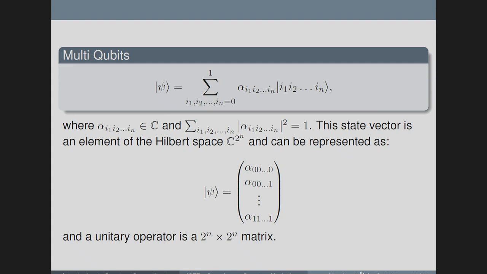So that should get you an idea about what a single qubit is, what two qubits are, and multi-qubits. Obviously, we can work with more states, and then it actually gets more complicated. But typically, the qubits in our actual hardware now have two states, a zero and a one.